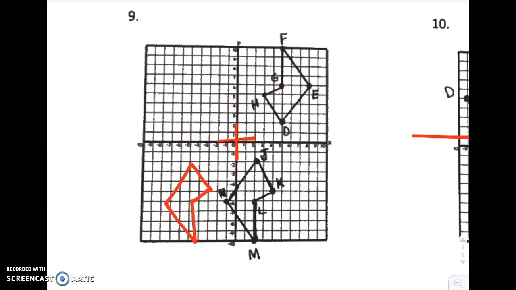It ends up in that area over here, and then you're going to have to translate it somehow. But at least now it's sitting the same way. So rotate 180 with your patty paper and then tell me what the translation is after that.